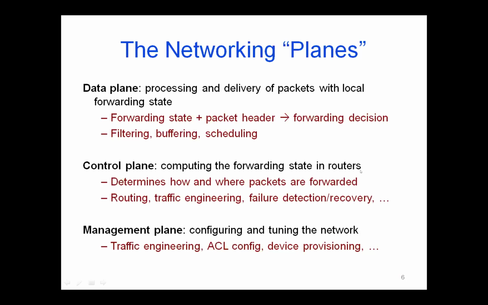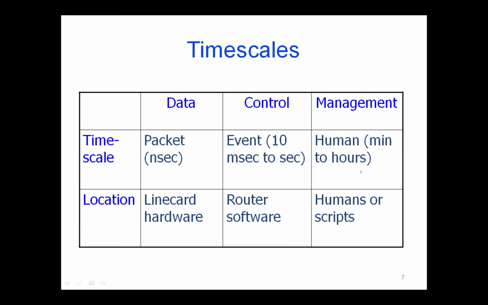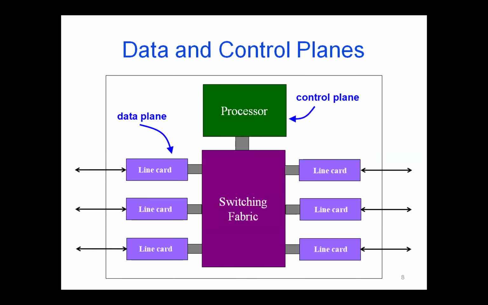So the time scales: for data, it is packet, nanoseconds; for control, the event is 10 milliseconds to seconds; and for management, human, minutes to hours. The location for data is line card hardware, for control the router software is there, and management deals with the location of humans or scripts. So in data and control planes, the processor deals with the control plane, and the data plane deals with the line cards. You can see this in the switch fabric.